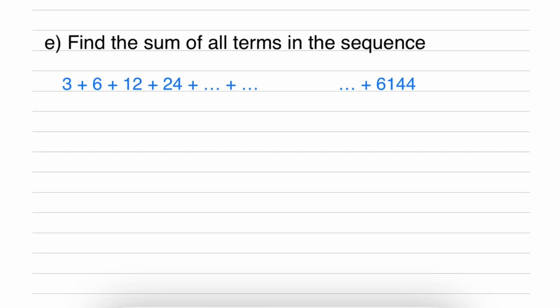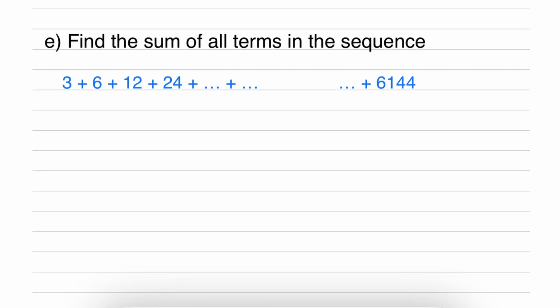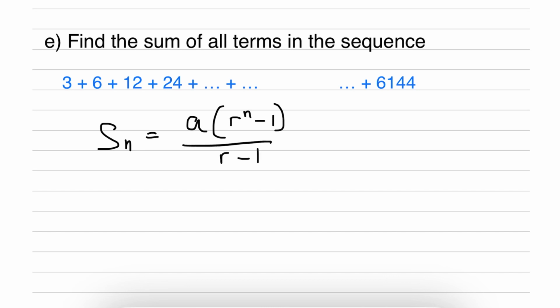Right, moving on to question E. Here we are asked to find the sum of all the terms in the sequence. Now, when you're asked to find the sum of a certain number of terms, you want to go ahead and make use of your sum formulas. This is now a geometric pattern, so there's a different formula, different to the arithmetic sum formula. And the geometric sum formula looks like this. A times r to the power of n minus 1, divided by r minus 1.